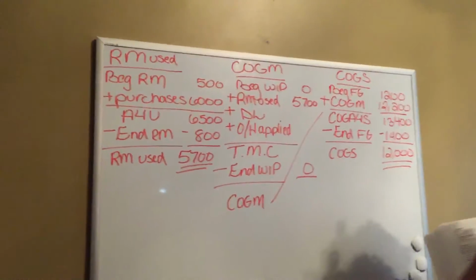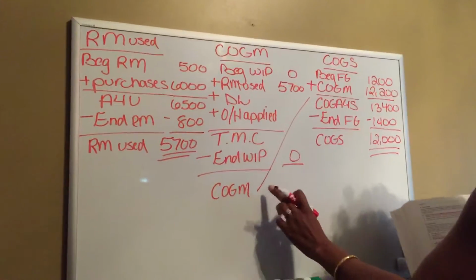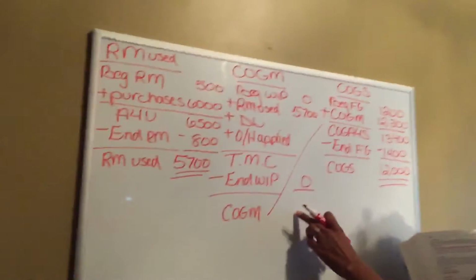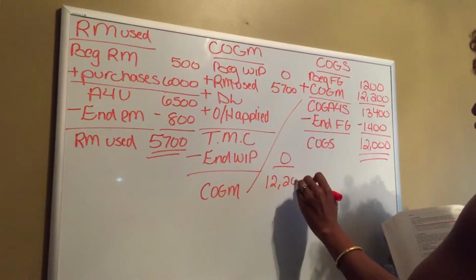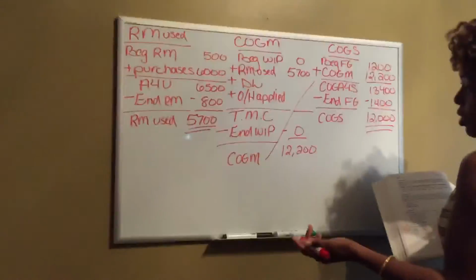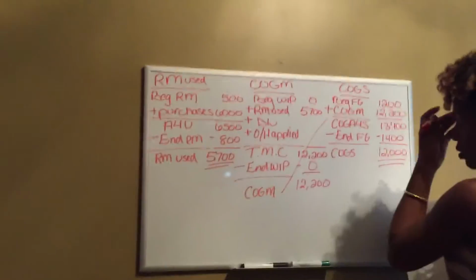So I have my raw materials used, I have my cost of goods sold. The only thing left is to figure out my cost of goods manufactured, which I can. My cost of goods manufactured is here, 12,200. Well, I know that 12,200 minus 0 is going to give me the total manufacturing cost, so I can just pop that here, 12,200.